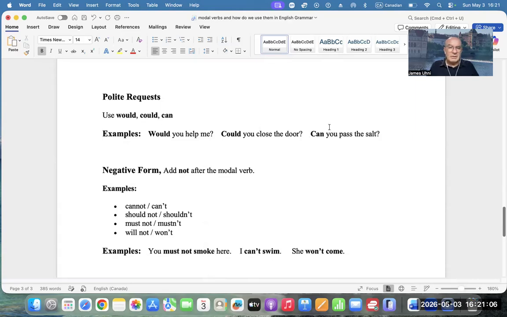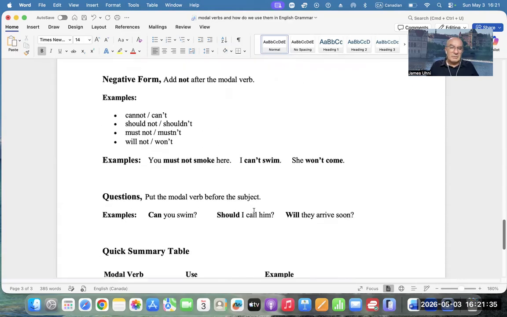I don't need 3 examples. I just need 1 example, and I can use different words. Would you help me? Could you help me? Can you help me? It's all the same. And for negative forms, just add not after the modal verb: cannot, should not, must not, will not. That's it.